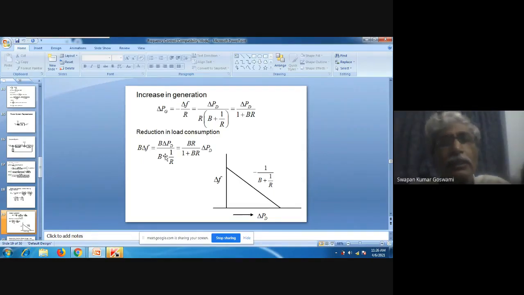Not only that, since the frequency has started decreasing, the existing load also will consume somewhat less power. And since the frequency is in the process of changing, kinetic energy will be released further. So immediately the power is being supplied by the stored kinetic energy of the system to the load. That is the immediate portion.